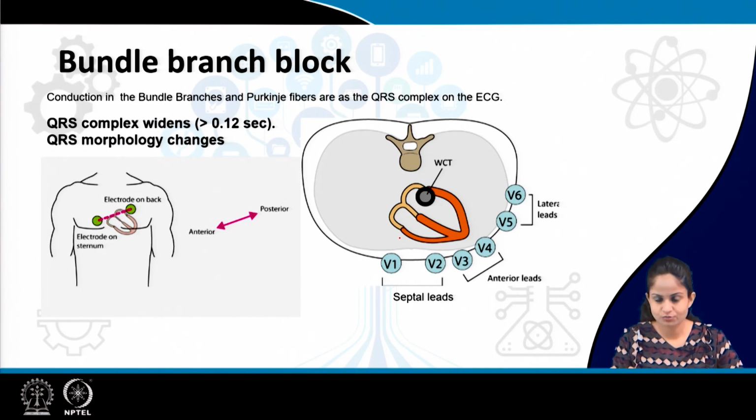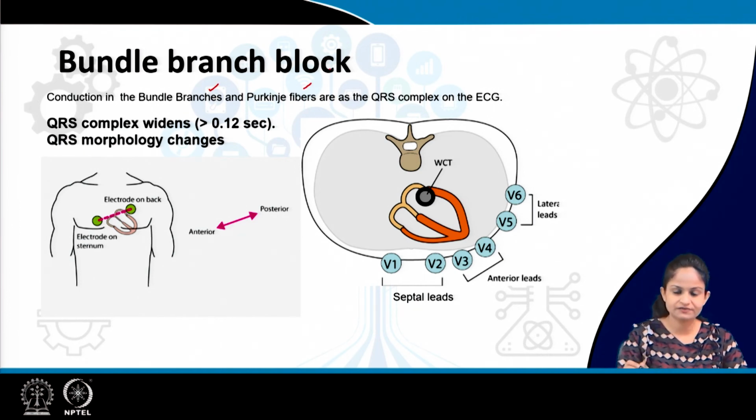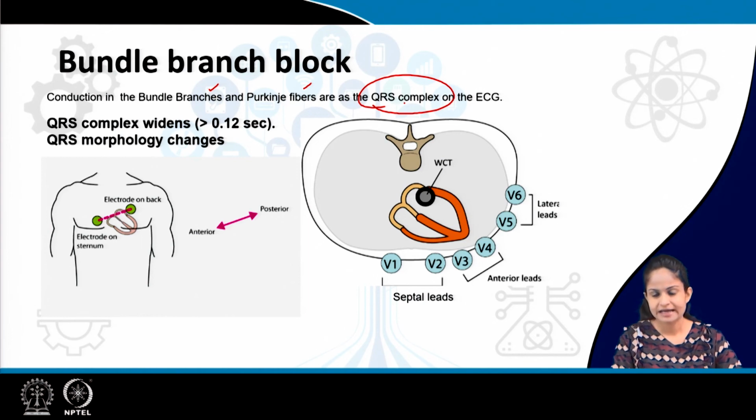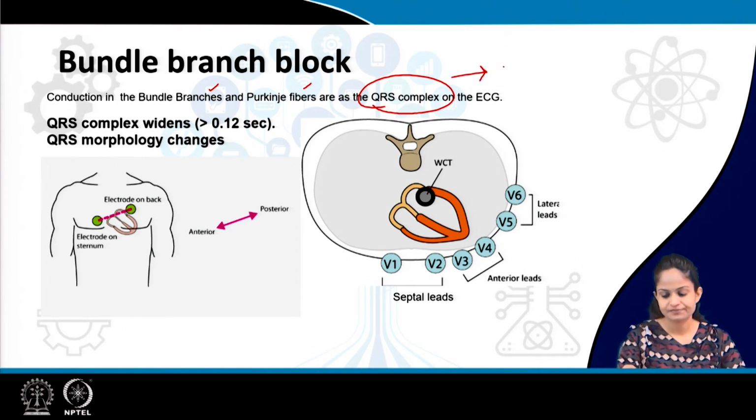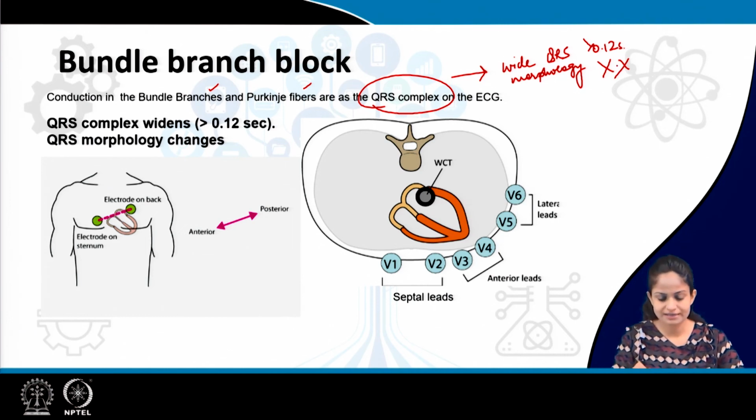Now, coming to the bundle branch block. Bundle branch block means the blockage is occurring at the level of the bundle branches. We know the conduction in the bundle branches and Purkinje fibers is depicted as the QRS complexes in the ECG, which means any abnormality in the depolarization of the ventricles because of abnormal conduction will result in wide QRS complexes. The QRS complexes will be more than 0.12 seconds, and of course, the morphology of the QRS complexes will change. There will be bizarre morphology of the QRS complexes.